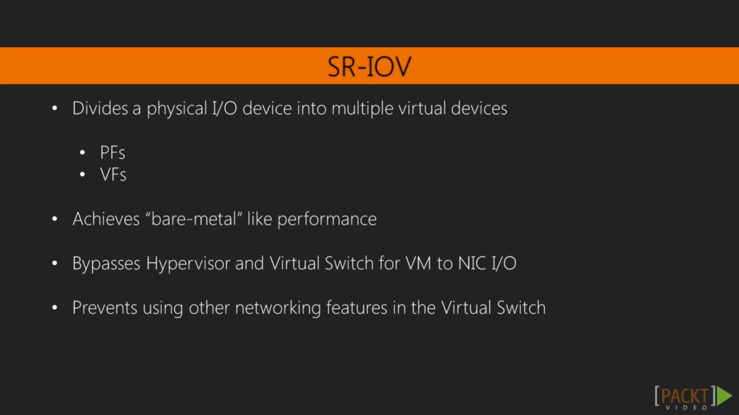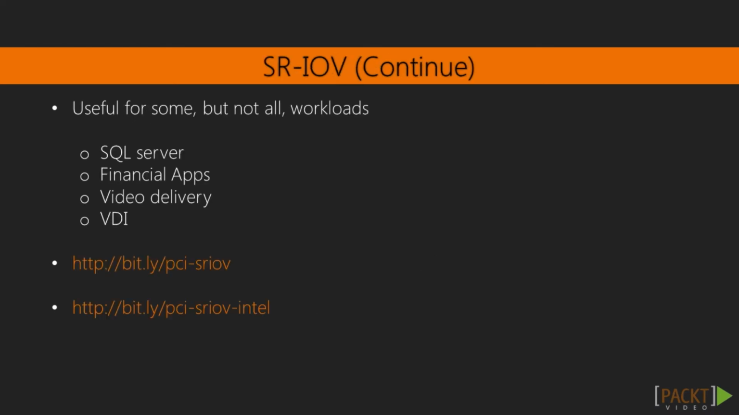The caveat for SR-IOV is that it bypasses the hypervisor or Hyper-V virtual switch. That said, you essentially lose a lot of resource pooling capabilities and other features such as quality of service, sharing of resources amongst a pool of VMs, applying security policies, and using network virtualization. There are some use cases where SR-IOV makes sense, for example, running a SQL server, financial applications, video streaming, and virtual desktop infrastructure.